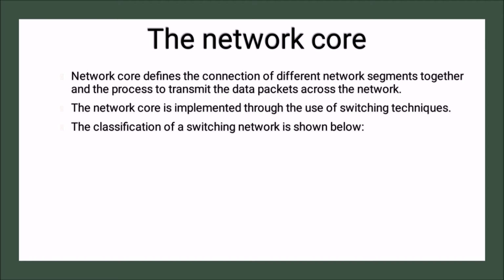So how is network core defined? It is the connection of different network segments together, and it is the process to transmit the data packets across the network. So this is basically the process of how to transmit the data packets all over the network. The network core is implemented through the use of switching techniques.